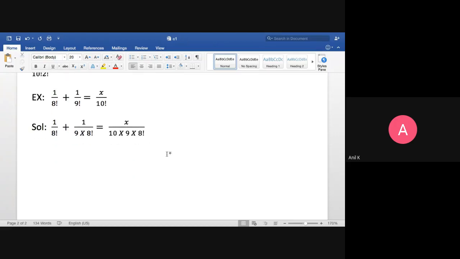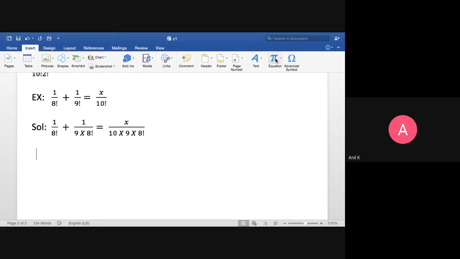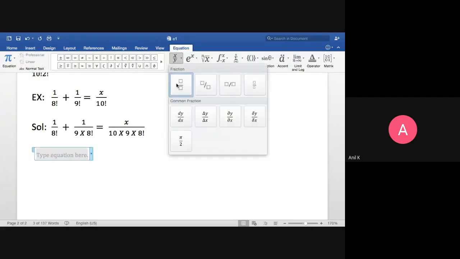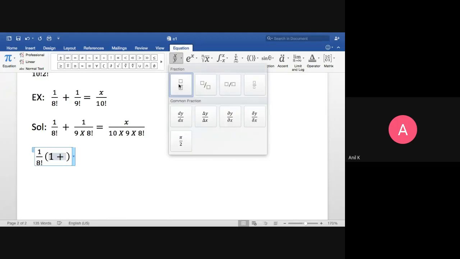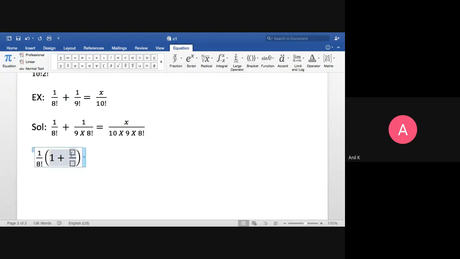You can take 1 upon 8 factorial common from LHS. If I take 1 upon 8 factorial common, because 1 upon 8 factorial is there in the LHS and in the RHS both, then let's see what is left. From the first term, 1 will be left, plus here you are left with 1 upon 9, because 1 upon 8 factorial is already common.